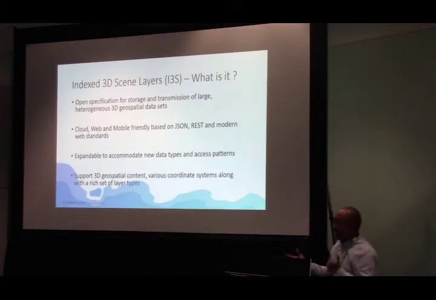So what really ties it all together is our solution for streaming massive amounts of mesh data. It's called I3S, Indexed 3D Scene Layers. I3S supports the storage and transmission of massive amounts of 3D objects, as well as 3D objects with attributes, as well as integrated meshes that cover millions of square miles. It was designed from the ground up to be cloud and web friendly, as well as being based on JSON and REST standards.